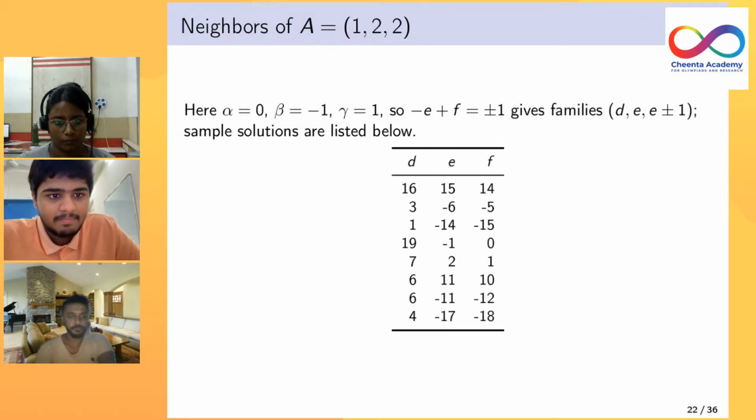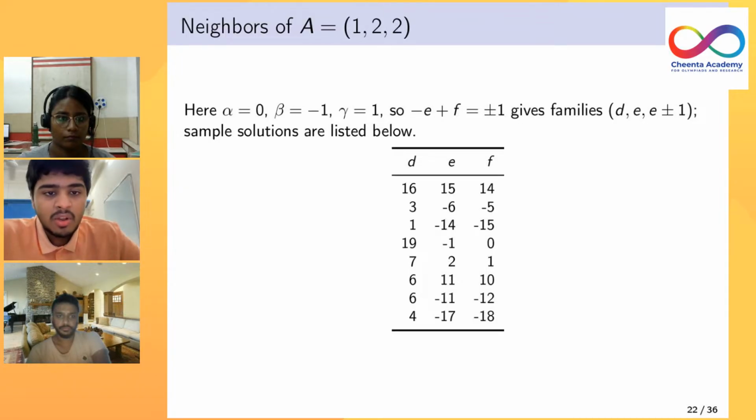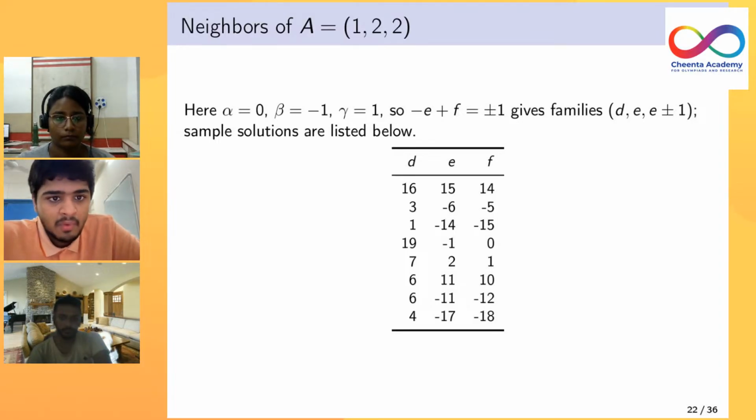Next slide, please. Here is another example when alpha is 0. Here we have the unique case where we reduce the Diophantine equation to minus E plus F equals plus or minus 1, leaving the D coordinate free, allowing for infinite neighbors. This is an example of 8 solutions for a vertex A (1, 2, 2).